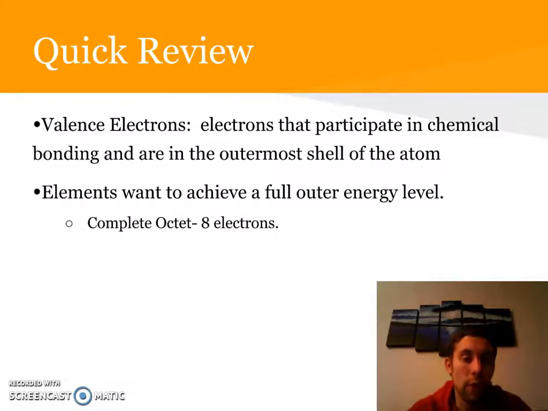Alright, so quick review of things we need to talk about in this one. We need to know what valence electrons are. Those are the electrons that participate in chemical bonding, the ones that are available in the outermost shell of an atom. So the inner ones are not available for bonding, but the outer ones are available. That's why they're called the valence electrons. Every element wants to achieve a full outer energy level. Those usually have 8 electrons in it, which is why we call it an octet. The one exception being ones near helium, so hydrogen only wants to have 2.